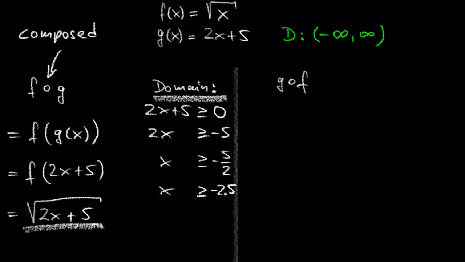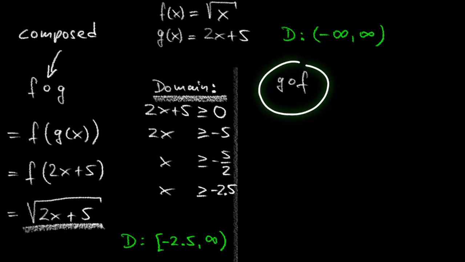So the domain of f composed with g goes from negative 2.5 to infinity. So in interval notation we can write negative 2.5 comma infinity. Note that this bracket indicates that negative 2.5 is in the domain. Why is it okay to have negative 2.5 included in the domain? Feel free to write the answer in the comments.